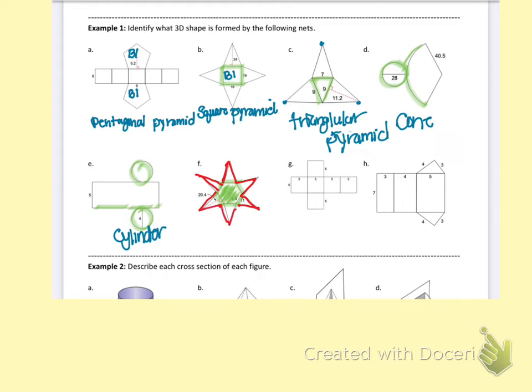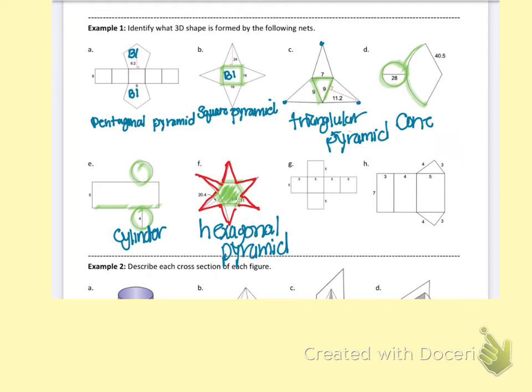And in this situation, I have a base that's a hexagon, so I would say a hexagonal. But this time it's a pyramid. One base, and all the lateral faces, when they fold down, become triangles.